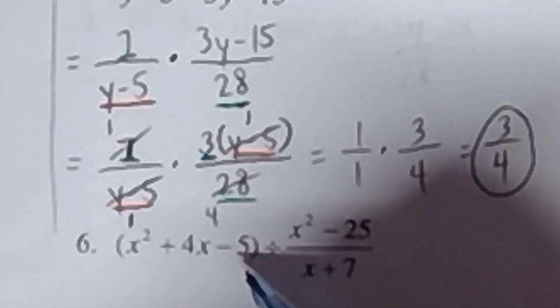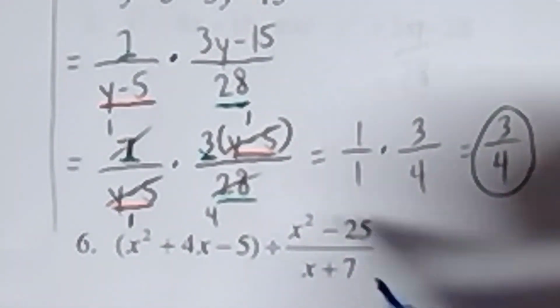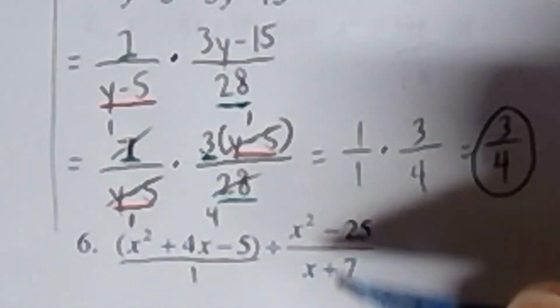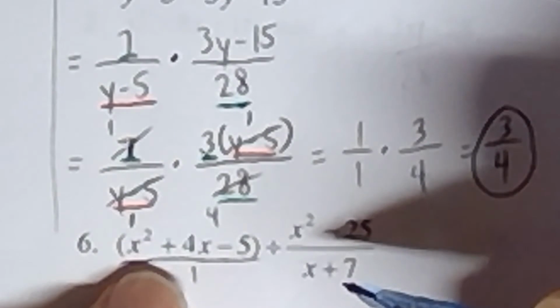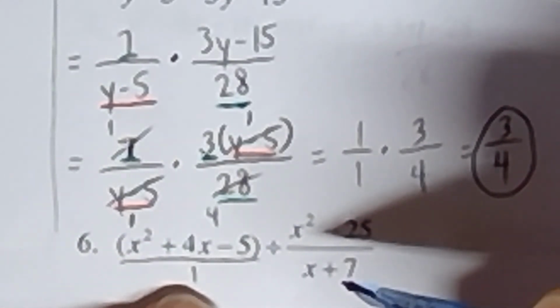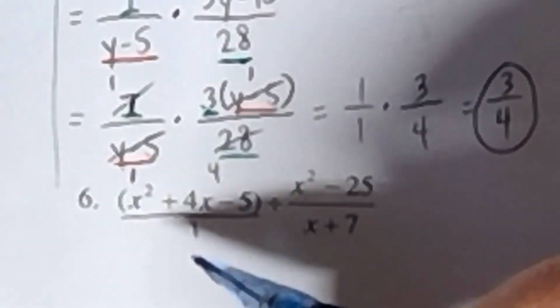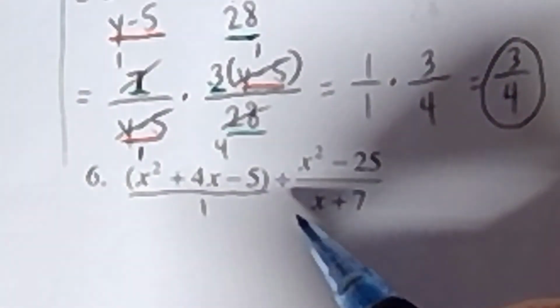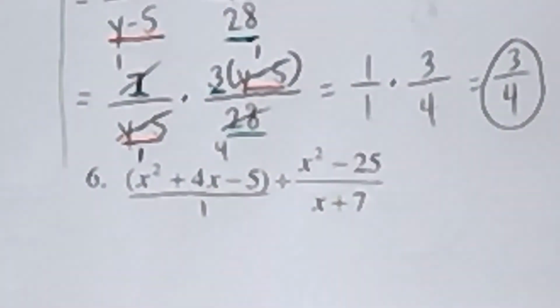Okay? One additional note: notice in number 6 you have just a regular polynomial, not a fraction, being divided by a fraction. Whenever you're multiplying or dividing and one of the two things is a fraction and the other one's not, you make the other one into a fraction, and then you go ahead and go through the normal process. And since this is division, you'll flip the second fraction, all that same stuff.